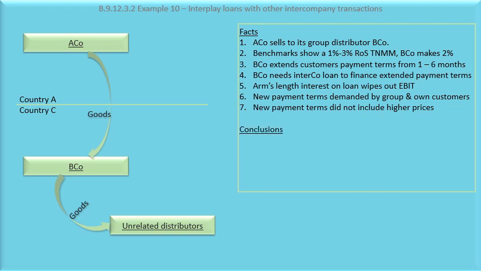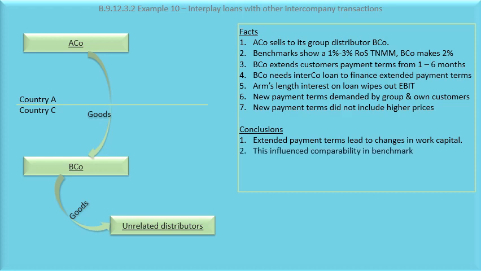So the conclusion of the tax inspector, and I really like this one, is that the extended payment terms led to changes in the working capital of BCO. Obviously, that makes sense, right? And this influenced the comparability of the benchmark. So actually, the original benchmark was not reliable anymore. And what you need to do is make comparability adjustments to the working capitals of your comparables, and that will lead to BCO needing an increased EBIT range. So it needs a higher profit, which means that ACO would need to sell the goods to BCO at a lower price.